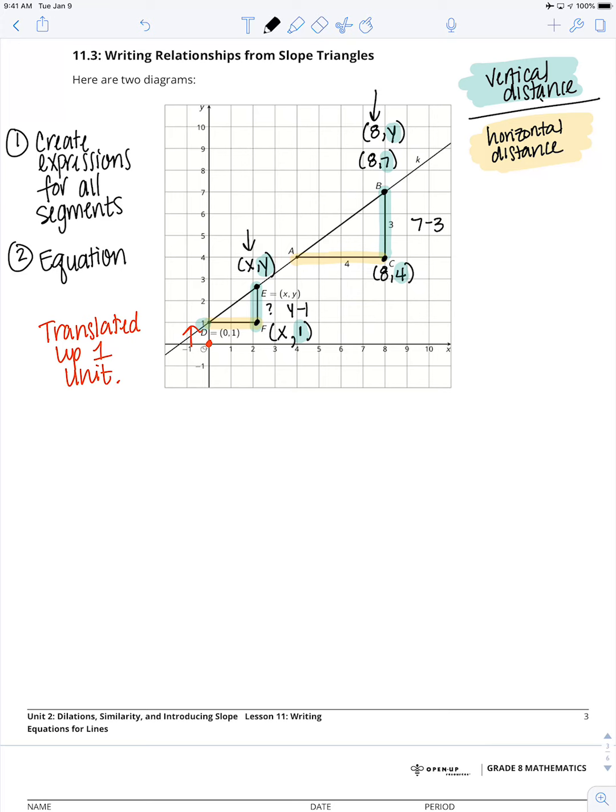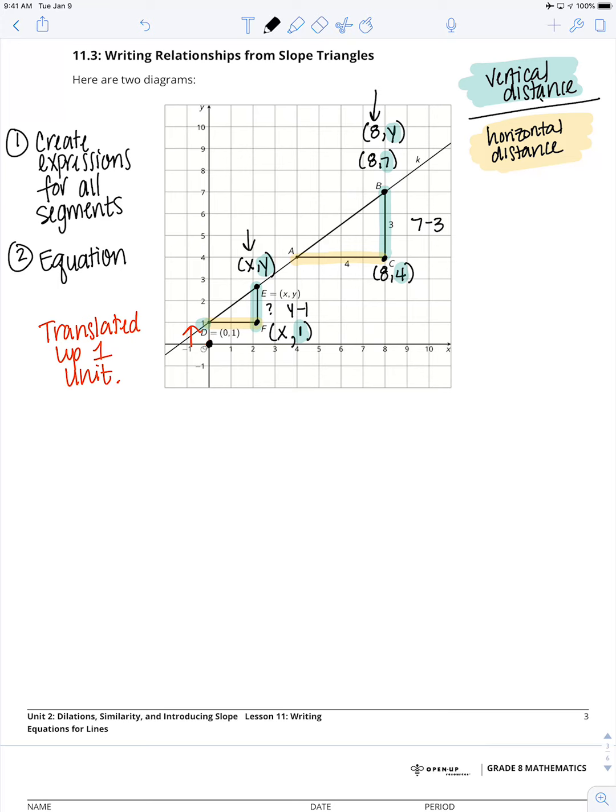Well, let's think about it though. This line is not starting at the origin. It is shifted up 1. If this line started at the origin, I wouldn't have to take 1 away because I would be able to just count numerically whatever that y value is. And I would say, oh, it just goes up to this point. But because the whole line shifted up 1, I have to consider that difference. So we're going to represent that expression as y minus 1.